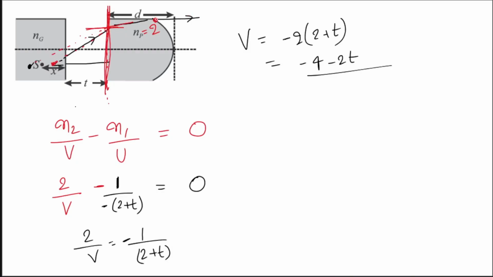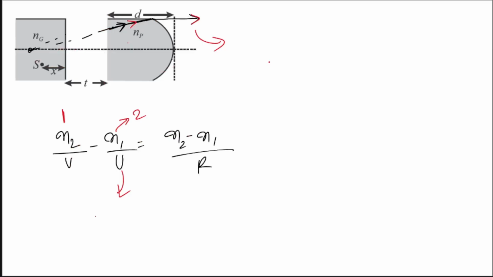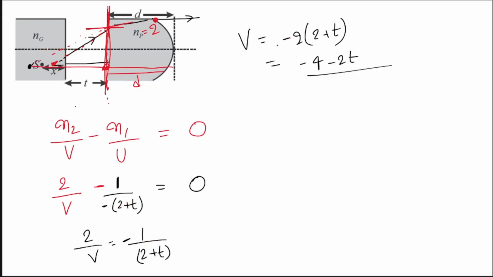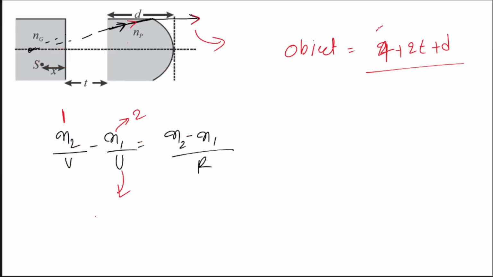So for this surface, object distance will be where? It will be this one. Up to this point, it is -4 -2t and this will become d. The minus sign simply indicates sign convention, that it is to the left of the surface. So if you calculate the object distance, you will write 4 plus 2t plus d, because 4 plus 2t is up to this point. It is 4 plus 2t plus d that will give us the object distance. Okay, with proper sign convention we will be using it.